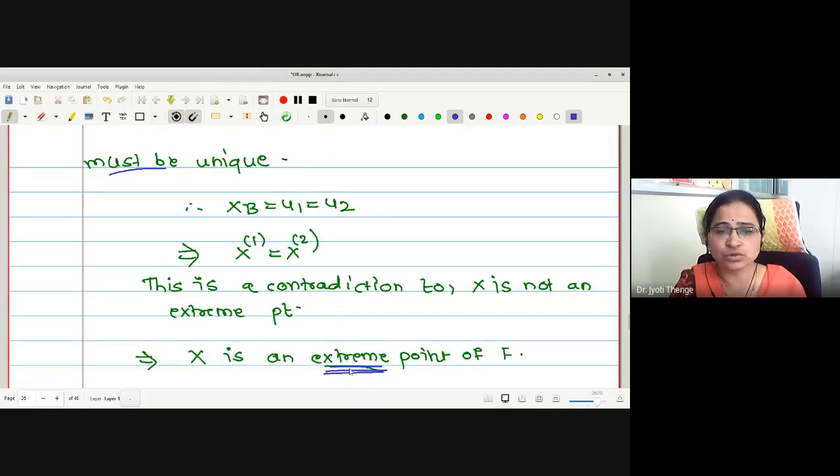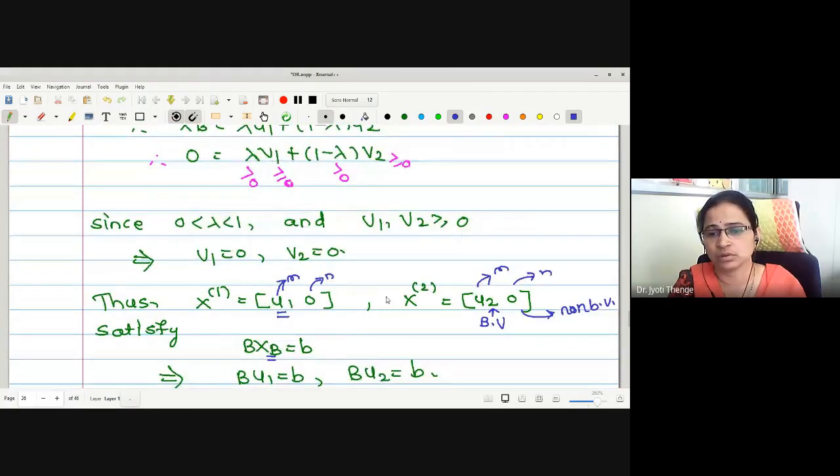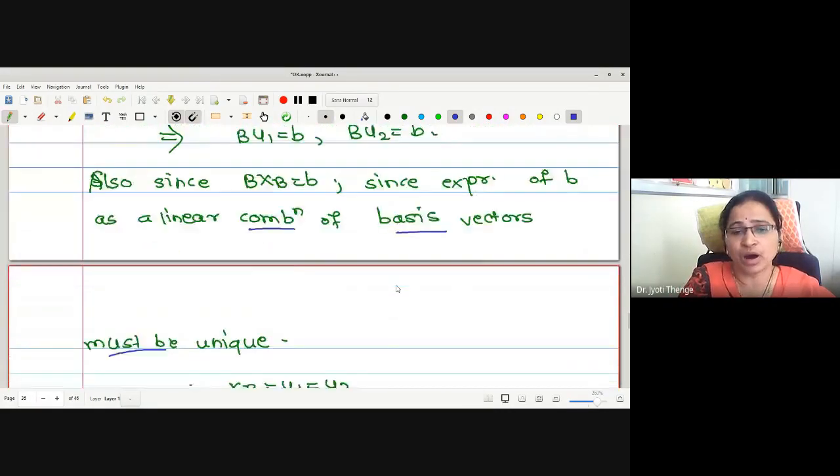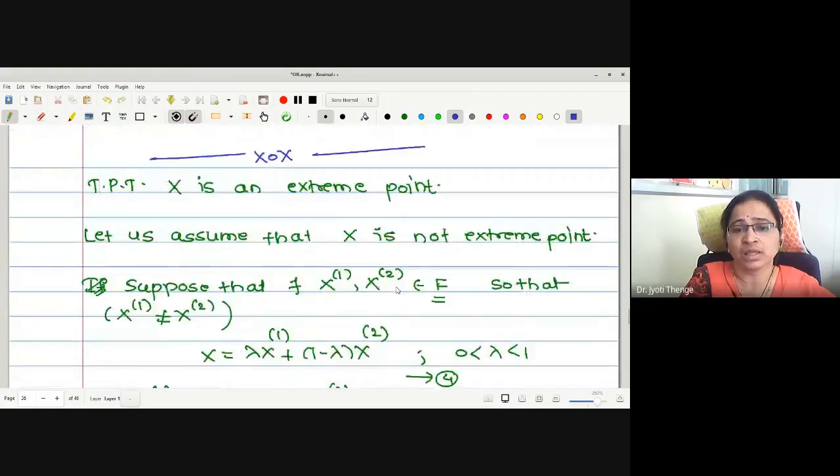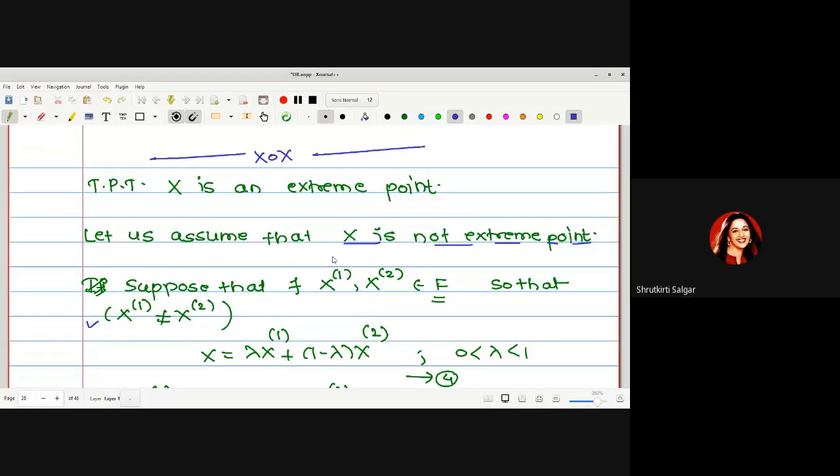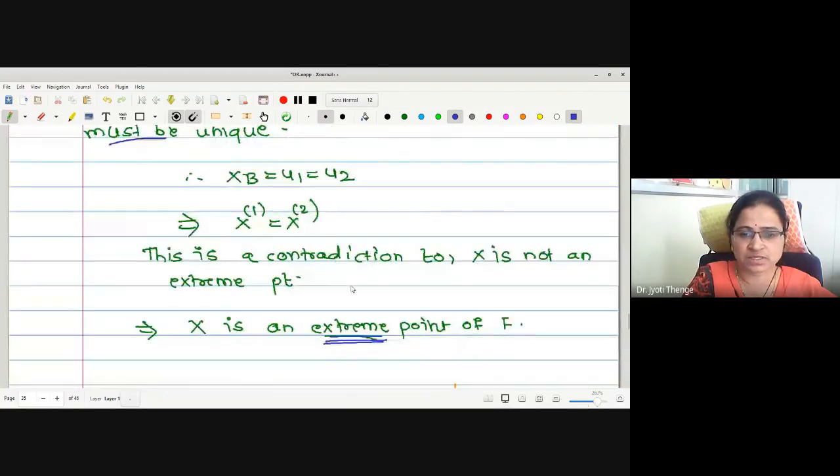And if u1 is equal to u2, what about x1 and x2? Look at this. They are the same. Therefore, x1 is equal to x2 we have obtained. But we started with an assumption that x is not extreme, so we had taken these two to be distinct points. But what we have obtained? These are not distinct. These are the same two points. This is a contradiction to x is not extreme. Therefore, what is the statement? x must be an extreme point.